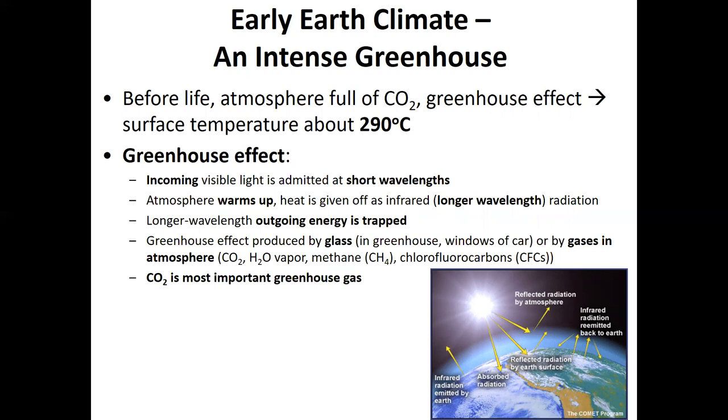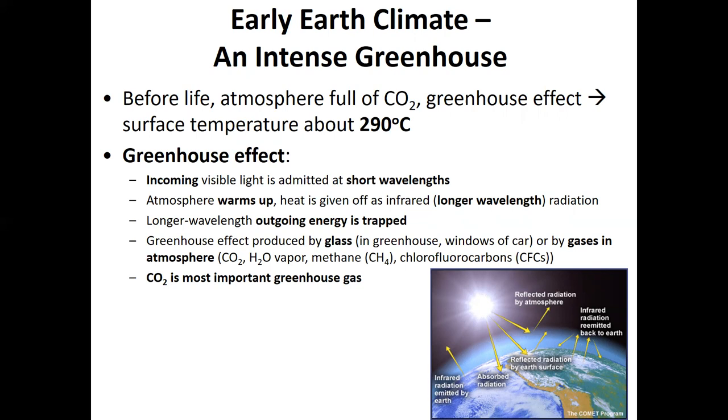And that heat is given off by the Earth's surface and the atmosphere in the form of infrared light or radiation, which is longer wavelength. That longer wavelength outgoing radiation is trapped by the greenhouse gases. The greenhouse gases absorb it and re-radiate it back down. And so this produces a greenhouse effect, which got this name because glass does the same thing in the greenhouse. You could also experience this effect in a car, right? Or a room that has windows.